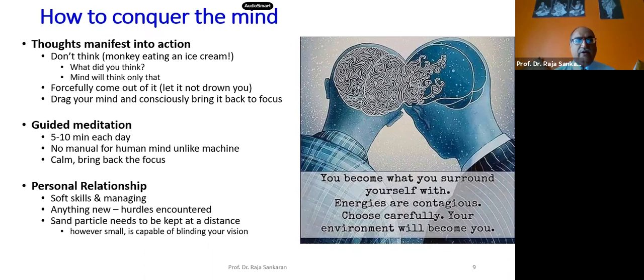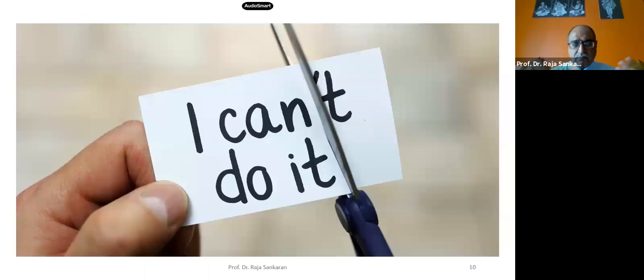So do not get bogged down. Look for what kind of hurdles these are and how we cross them. The key thing is, if we talk about a sand particle, the closer we keep it near our eyes, the more it will blind our vision. So avoid keeping anything close to your eyes. Keep it at a distance, and I'm sure that you will be able to overcome these hurdles. Remove the "can't do it" and make it "I can do it."